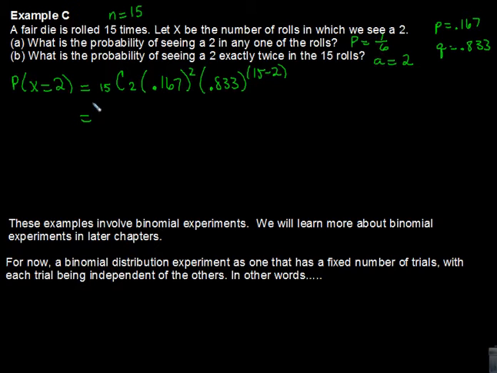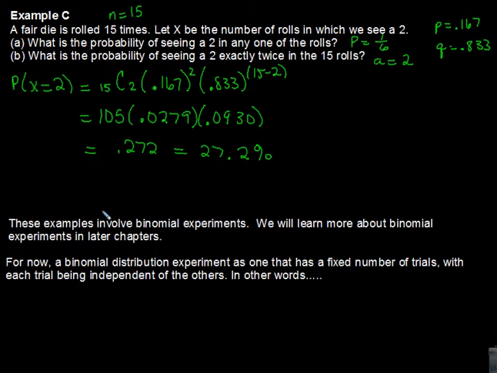Okay, so I'm calculating that. That's 105. 0.167 squared is 0.0279. 0.833 to the 13th is 0.0930. And when we multiply that out, I get 0.272, which is 27.2%. So my probability of getting exactly 2 2s out of 15 rolls is 27%.